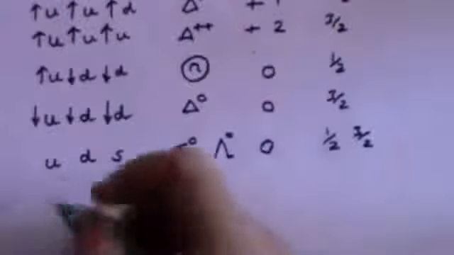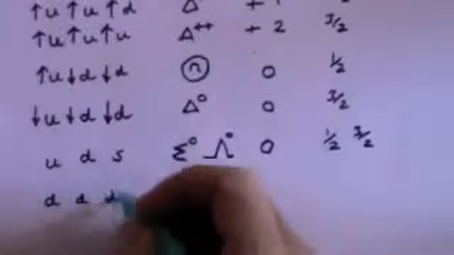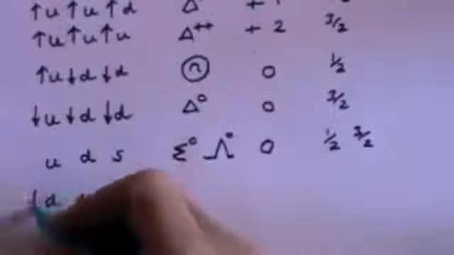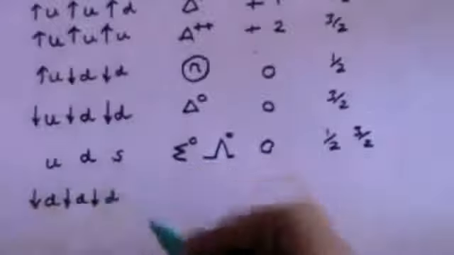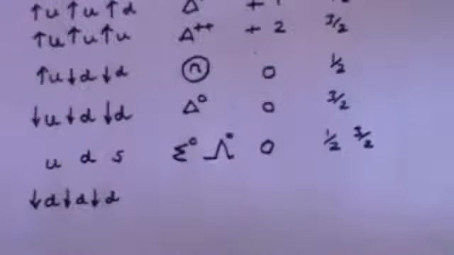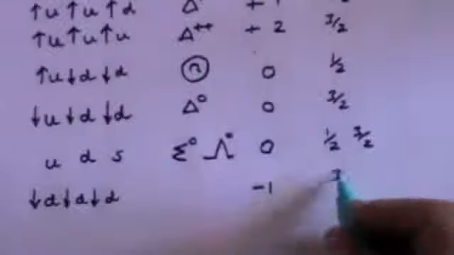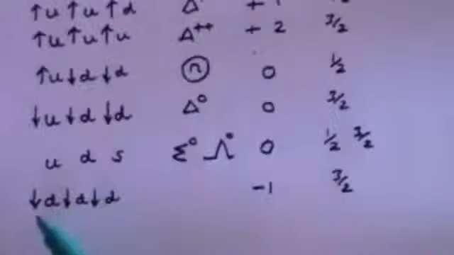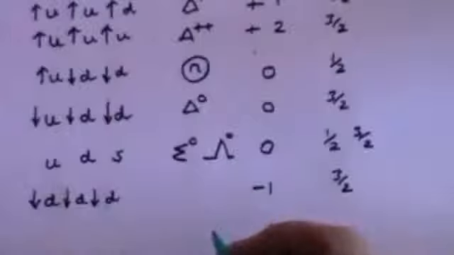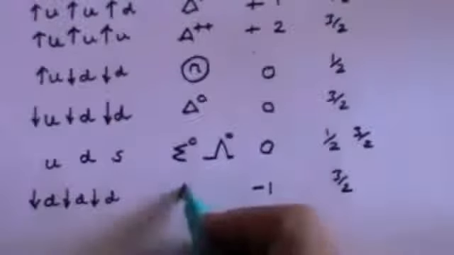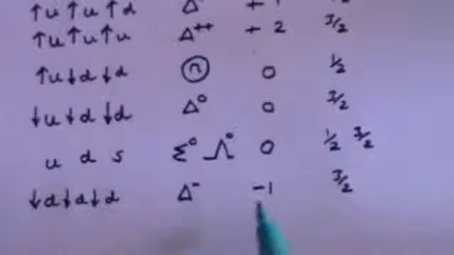We could think of a particle where all the quarks were down quarks, with, let's say, all the spins spinning down. The charge on this would be -1 because it's minus 1/3 minus 1/3 minus 1/3. And the spin, of course, is going to be 3/2 because they're all spinning in the same direction. So it's minus a half, minus a half, minus a half. It's minus 3/2. And that, again, is going to be a delta minus. A minus because it's got a charge of -1.